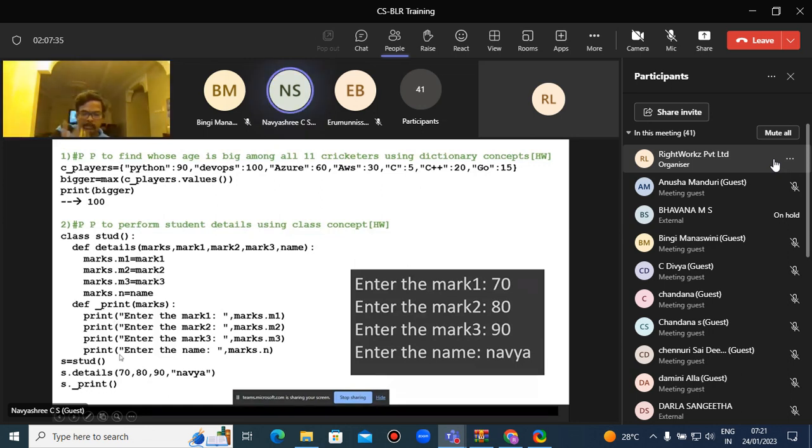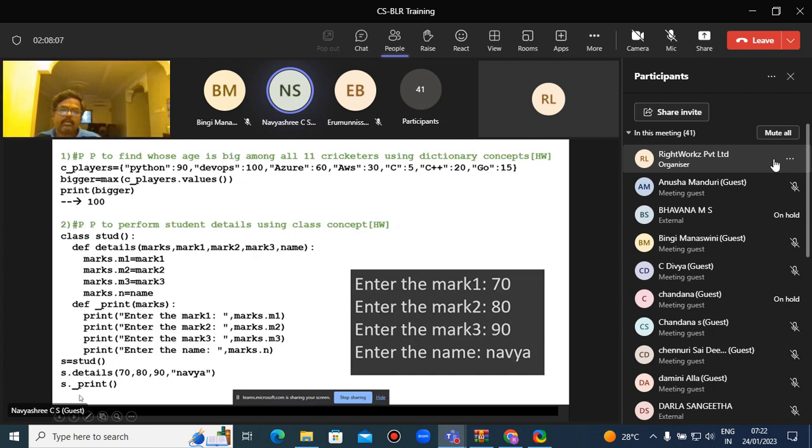So here I have called the student class again, and I have given the student details, like mark 1 will be 70, 80, and so on. Yes is the object. Yes is the object of the student class. So I have given the values for name and three marks which we have given in the details.